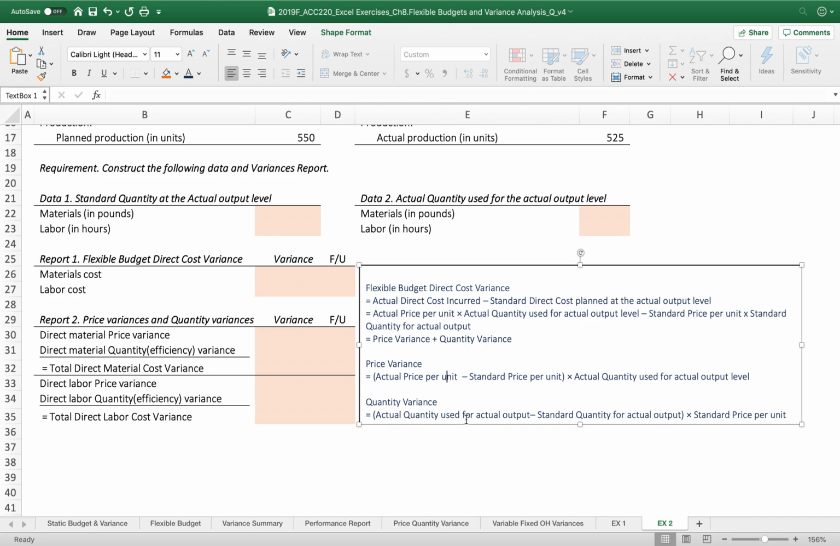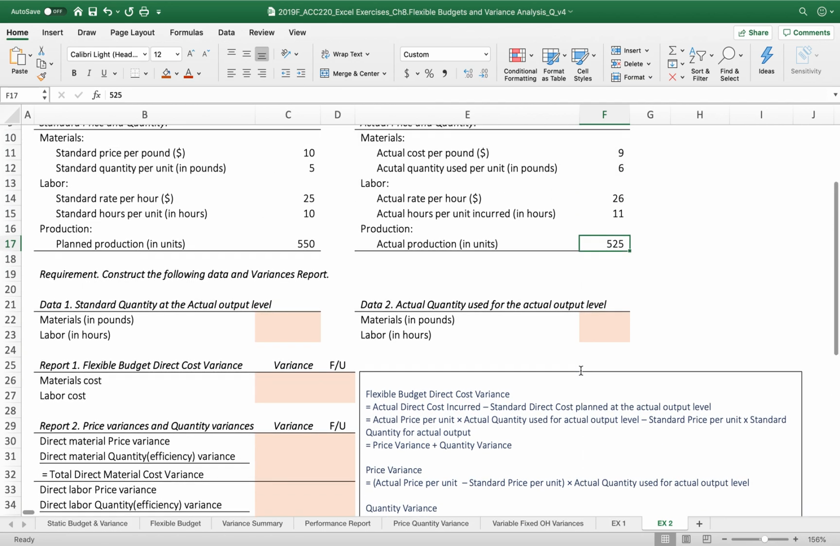The quantity variance is also calculated that way: the actual quantity used for actual output minus the standard quantity for actual output. That is the total amount in quantity, because we will multiply by the standard price per unit, per pound. What is the price of 1 pound? So that quantity includes the total amount of quantity for 525 production.